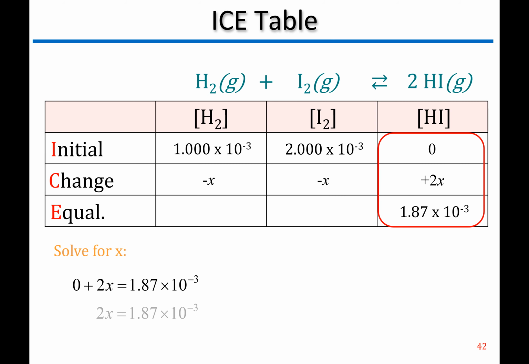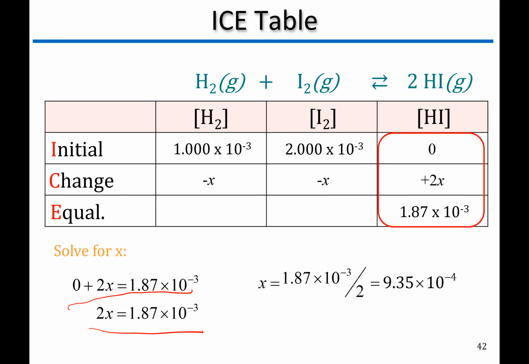And so what we end up with in our equilibrium line, well, we'll get there. We can actually solve for those concentrations, but for now, let's solve for x. So if we know 0 plus 2x is equal to 1.8 times 10 to the minus 3, represented here, then we can solve for x based on this equation.